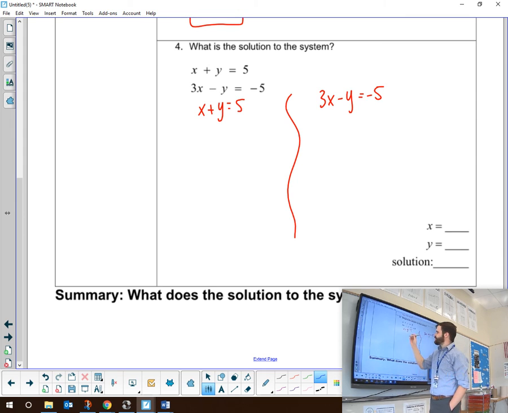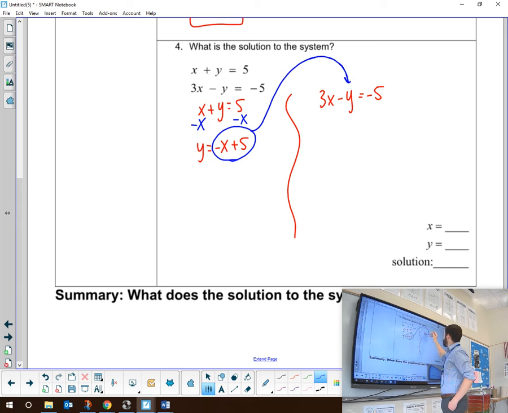Why don't we move this x over to this side? So that's minus x here, and we're going to get y equals negative x plus 5. So now I know what y equals. And we can take this value for y and plug it in for y on my other side. So on the other side, we're going to get 3x minus, and then we're going to plug in where y used to be. Put parentheses around it to protect it. It makes it a lot easier. So I'm going to plug in a negative x plus 5 equals negative 5.